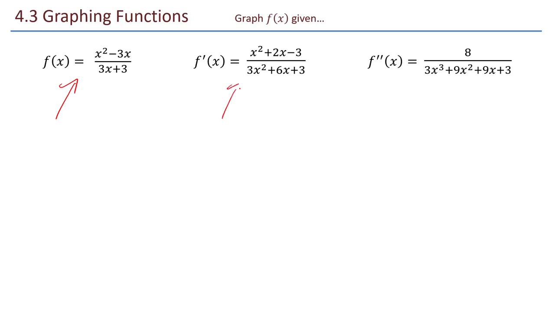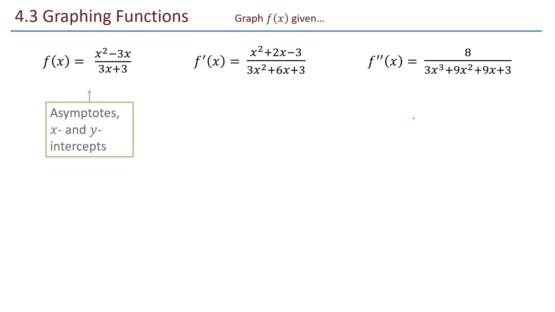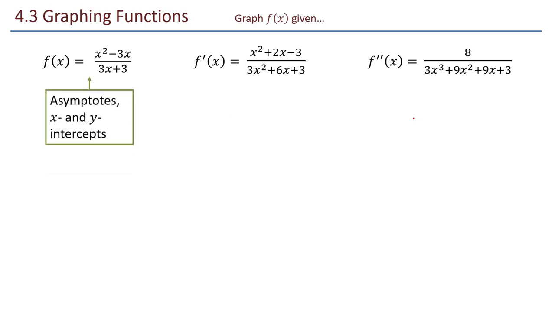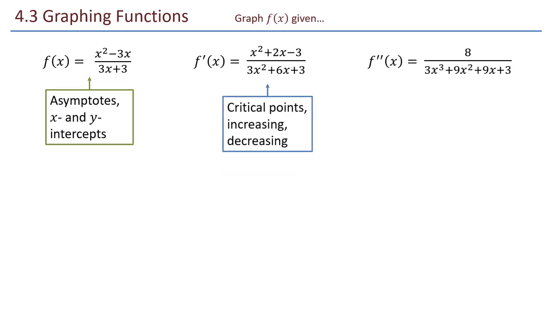And I've given you the first derivative and the second derivative. And what can we learn from those derivatives that show us how to graph the function? The original function is going to give us information about asymptotes and x and y intercepts. The first derivative gives us information about critical points, where the function is increasing and where the function is decreasing. Critical points are going to be where the first derivative is 0, or where the first derivative doesn't exist. And where my first derivative is positive, that's where the function is increasing. Where the first derivative is negative, that's where the function is decreasing.